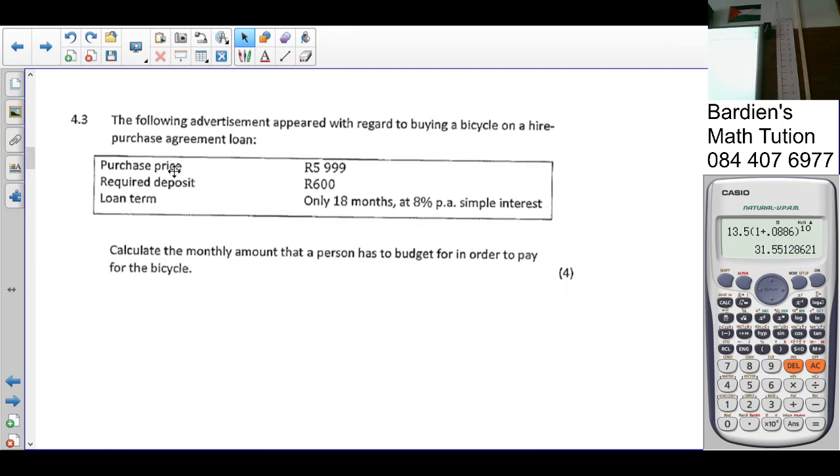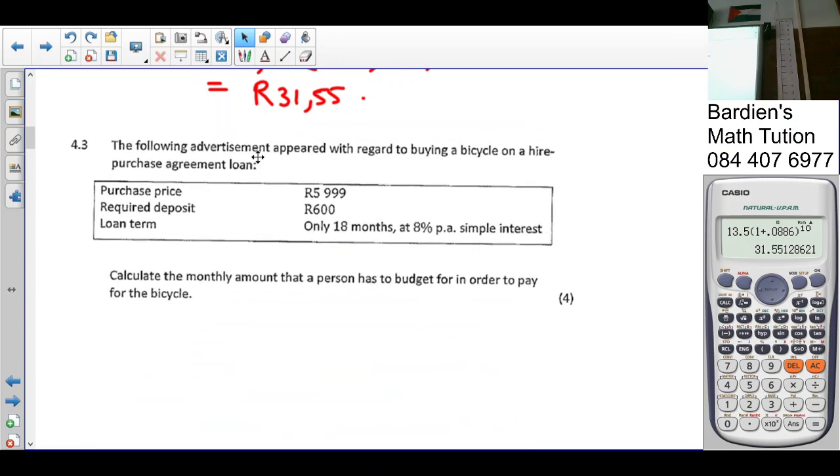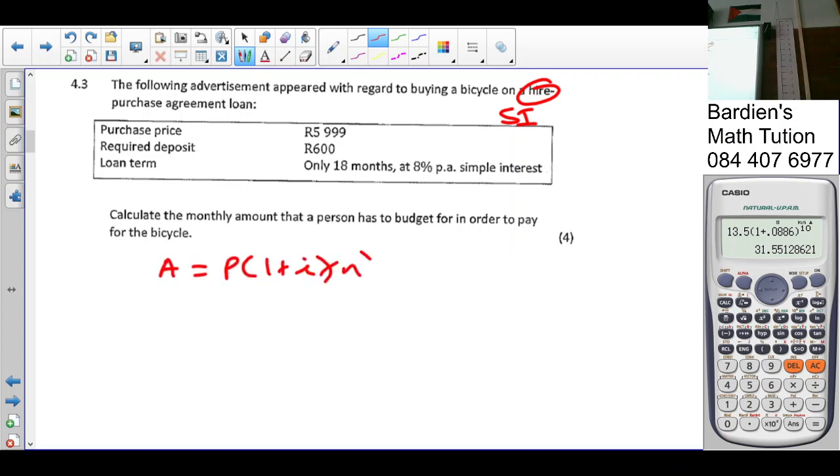Let's look at 4.3. In question 4.3, the following advertisement appears with regards to buying a bicycle on hire purchase. Hire purchase is what? Simple interest. The simple interest formula: A is equal to P into 1 plus i times n. Okay, you all agree with that?